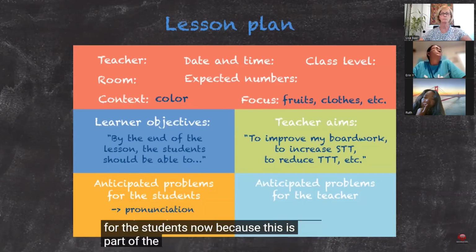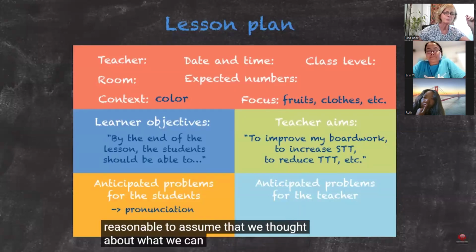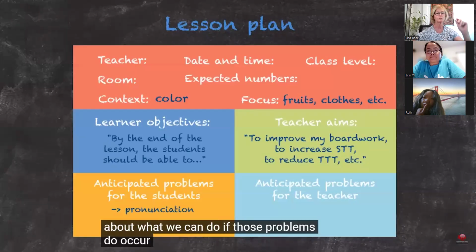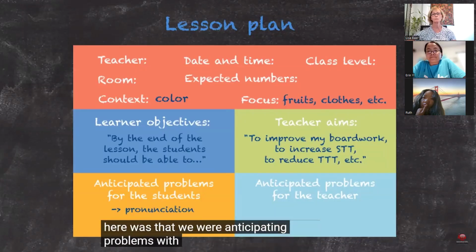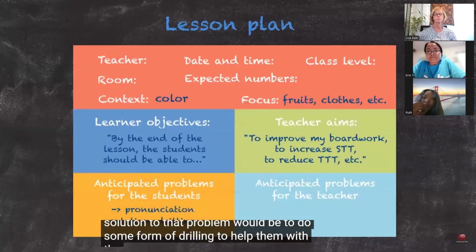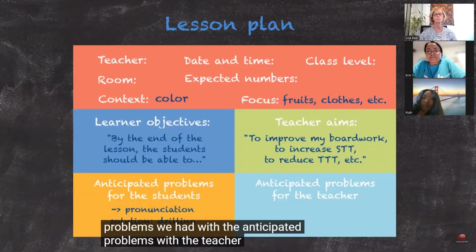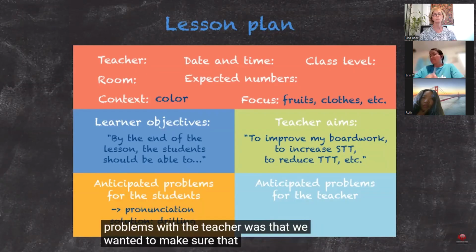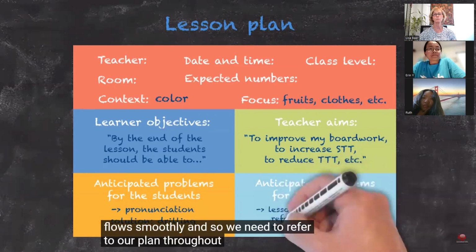Now, because this is part of the planning process, if we've anticipated problems, then it's fairly reasonable to assume that we thought about what we can do if those problems do occur. So one of the examples we had here was that we were anticipating problems with their pronunciation. So a solution to that problem would be to do some form of drilling to help them with the pronunciation problem. One of the problems we had with the anticipated problems for the teacher was that we wanted to make sure that the lesson flows smoothly, and so we need to refer to our plan throughout the lesson.